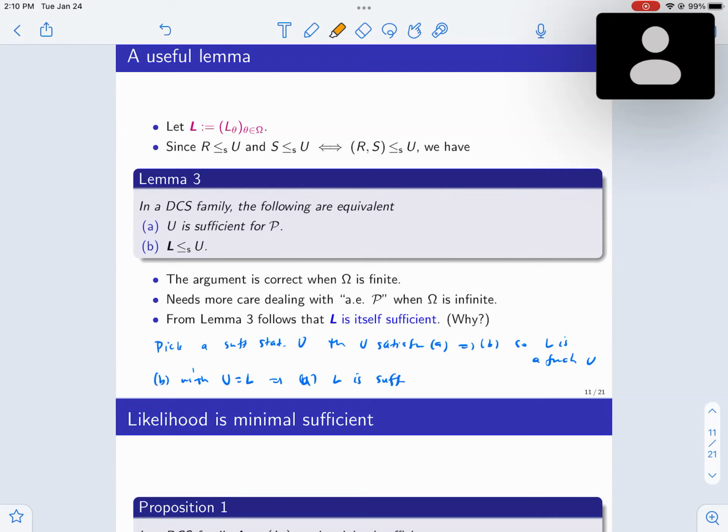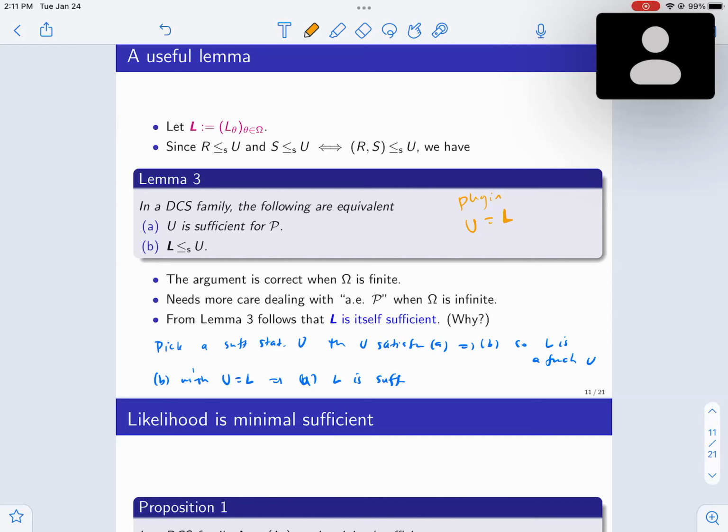U is sufficient if and only if this likelihood ratio function, or if you want to call it the likelihood ratio vector, is a function of U. And then you can apply this result to L itself. So I can plug in U equal to this bold L. And you can see that B holds trivially, L is a function of L. So A has to hold, so L is sufficient.